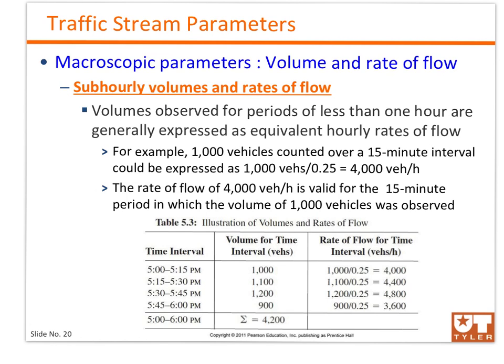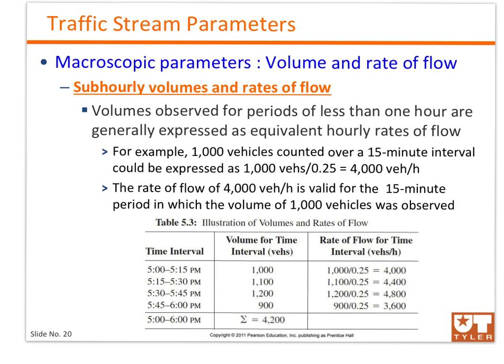So volumes, as I'm showing here in this table, this is an illustration of volumes and rate of flow within 1 hour. For example, there is 1000 vehicles counted over 15 minute intervals. This can be expressed as 1000 vehicles over 0.25, or times 4, and that would give me the expected volume, which is the flow rate, about 4000 vehicles.